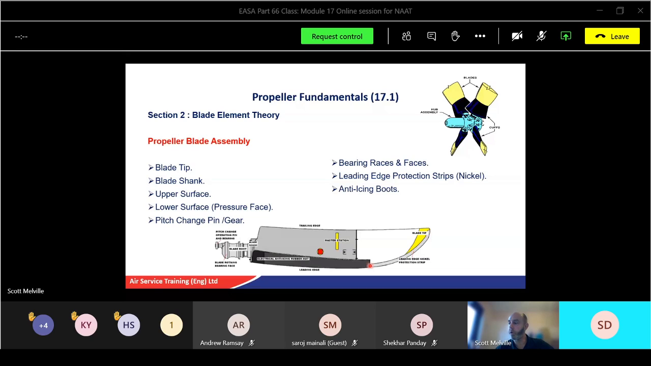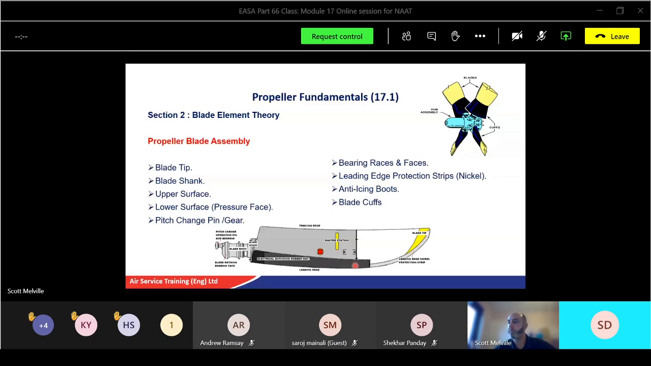Anti-icing boots, this sort of dark area here, just along your leading edge. These will be electrically controlled anti-icing boots, or de-icing boots as we call them. Sometimes called anti-icing, usually called de-icing. Now, an anti-icing system is usually hot air, whereas de-icing is electrical, which allows ice to build up in small accumulations and then melts it off in one go. But again, we'll describe this a bit more in depth as we go through the course.